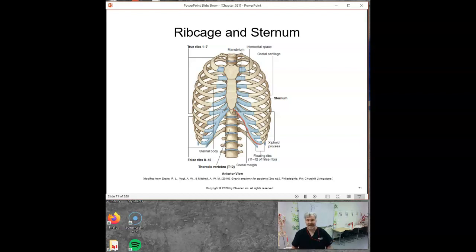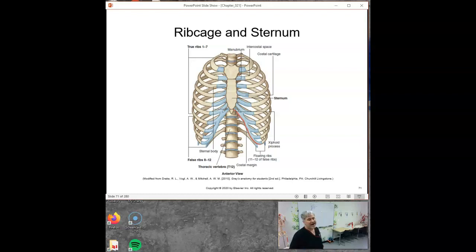Talk about rib cage and sternum. How many true ribs do we have? Anybody remember how many true ribs we have? We got 12 ribs. You're correct, by the way. Anybody remember how many true ribs? True ribs? Maybe?